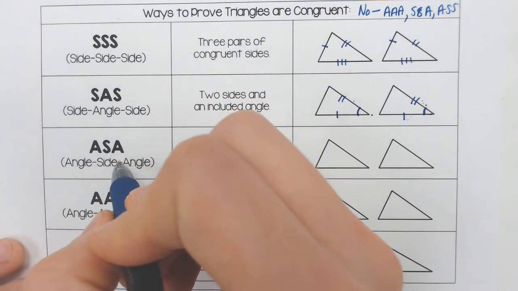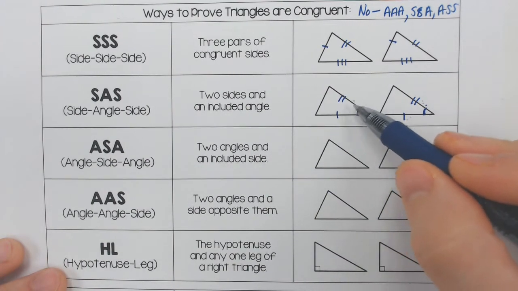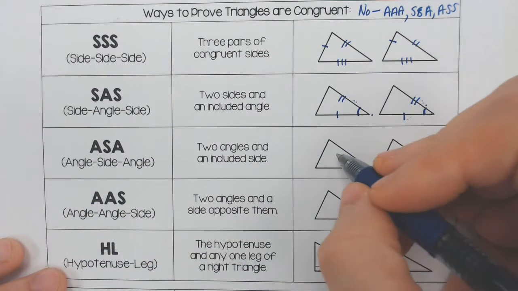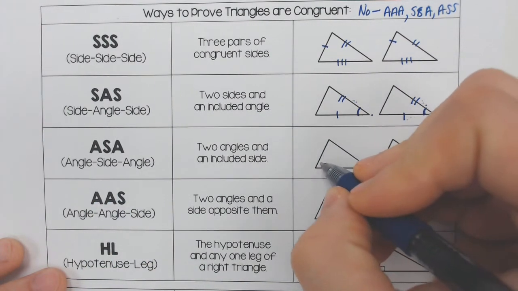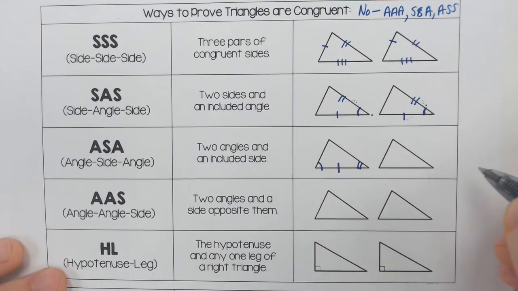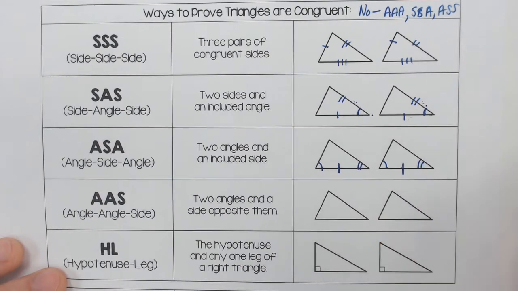Whereas angle, side, angle is the opposite. Instead of having the angle in between two sides, here we want the side in between two angles. So that means that I could have an angle here and an angle here, and the side in the middle would be congruent.